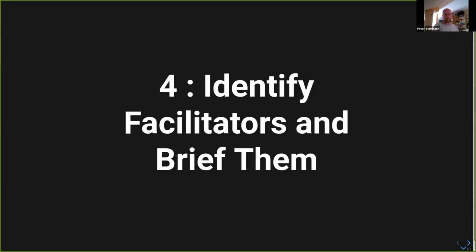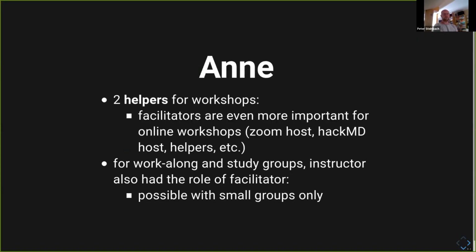So simple rule number 4, identify facilitators and brief them. For us, we again follow the Carpentries style, so we don't teach alone. We had 2 instructors for the 2-day workshop, and we did half a day each. So I was teaching in the morning, and the other instructor was teaching in the afternoon. At the same time, we had 2 helpers, and they were going around and trying to make sure everyone was on board and could get something out of the workshop.